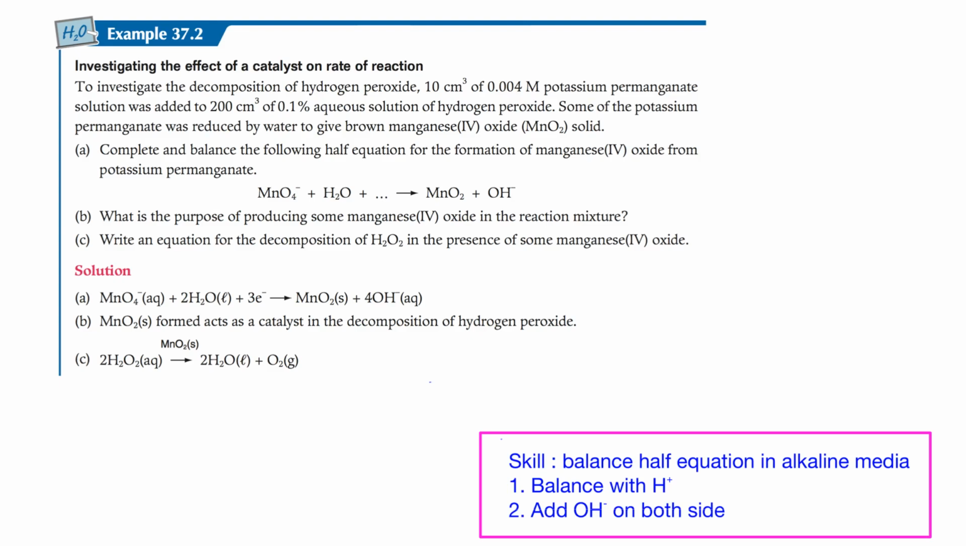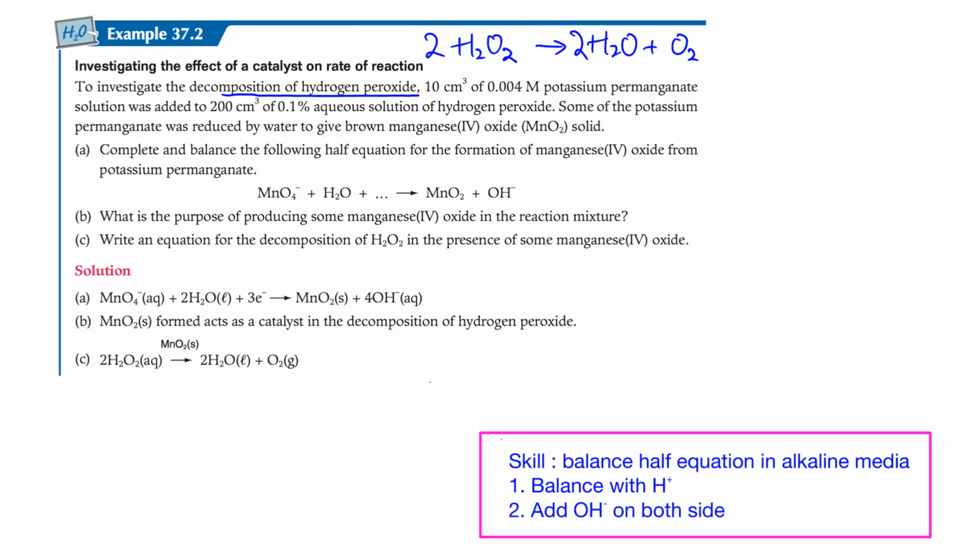So let's have a look at an example. Right here, we're going to have a decomposition of hydrogen peroxide. Again, decomposition must be talking about one thing becoming many other kinds of chemicals. So basically, it will be like this: decomposition, one type of chemical, and then become two types. So we have added potassium permanganate solution into it. At the same time, we'll also add 200 cm cube of 0.1% aqueous solution of hydrogen peroxide. So this is the reactant, hydrogen peroxide, very clearly. But what is this one?